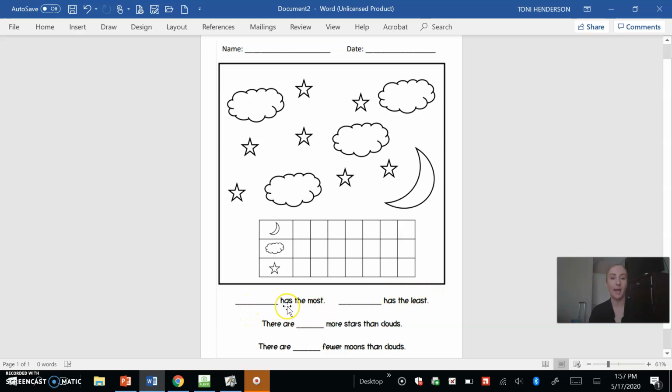Blank has the most. So which one has the greatest amount? Blank has the least or the fewest. And then down here, there are blank more stars than clouds. That's when you're going to be looking at those white squares you didn't color in. There are blank fewer moons than clouds. Like I said, I'm going to put this on the website if you want to print it out. If not, just use a sheet of paper and you can draw the picture and then write your questions and your answers down here.